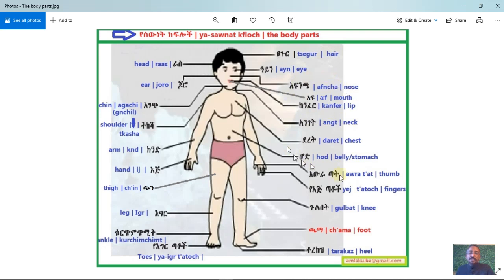Except for atoch, the fingers, the rest of the body parts are given in their singular forms. Just one of the two. We don't have any more than two. Do we have any other than fingers? We just have two, okay? Two knees and two hands, two eyes, two ears, and so on. So we are just kind of made up of two.